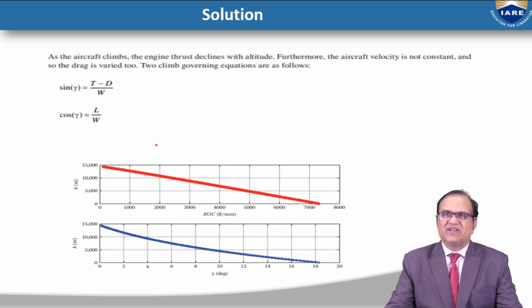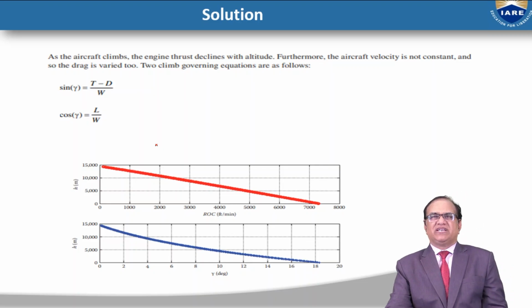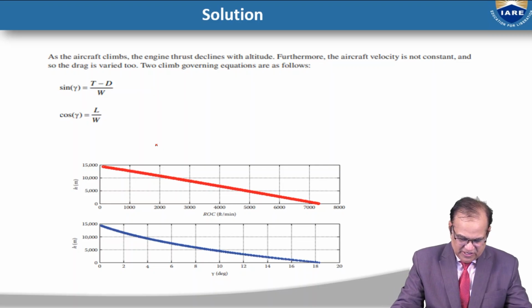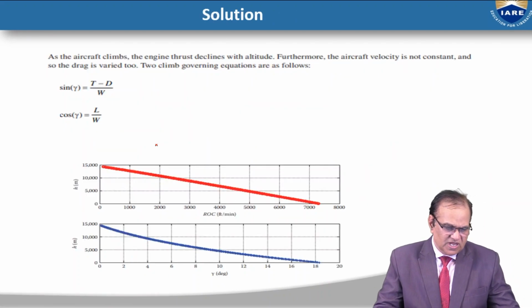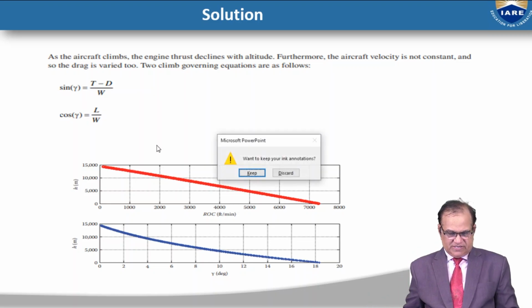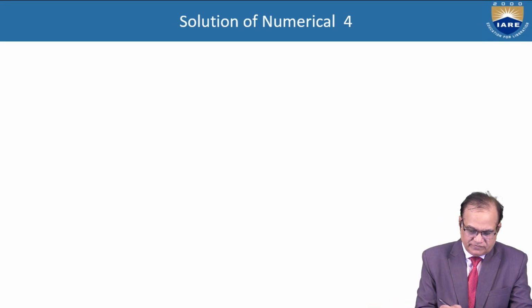So here the solution is given here, that as the aircraft climbs, the engine thrust declines with altitude. Furthermore, the aircraft velocity is not constant, and so the drag is varied too. Two climb governing equations are as follows: sin gamma is equal to T minus D by W and cos gamma is equal to L by W. So if you see here, the variation of H for the different parameters are given here. We can find out the gamma. Okay, so we see the problem here. What are the things given here?